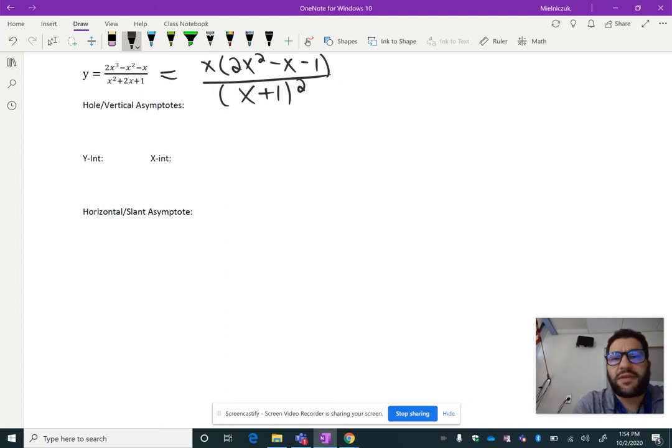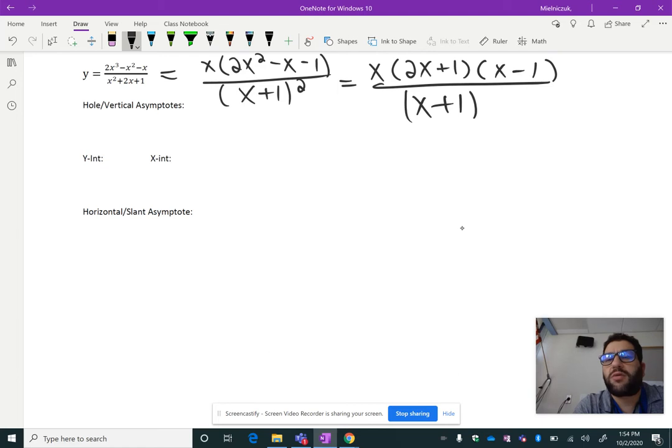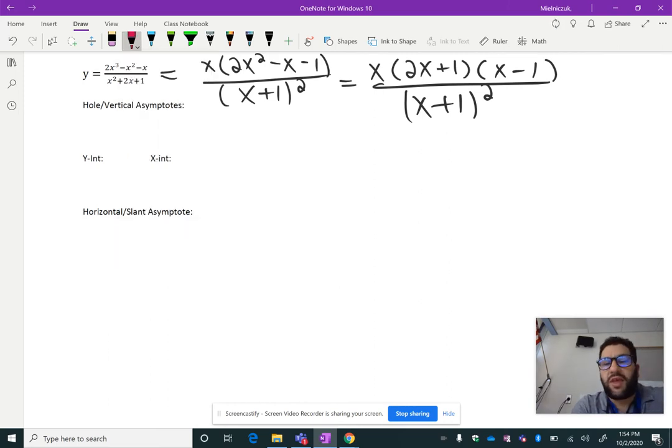Well, on the top, I can rewrite this as x times, let's see, 2x and x. Let me think about this. If I do plus 1 minus 1, does that work? That will work. Over x plus 1 squared. So now it is completely factored. So are there any holes? There are no holes because nothing from the numerator factored with anything from the denominator. So no holes.